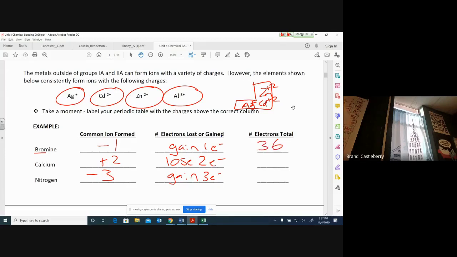So then I look at calcium. Calcium is number 20. It loses 2, so now it's 18. I look for nitrogen, which is number 7. It gains 3, so that's 10.